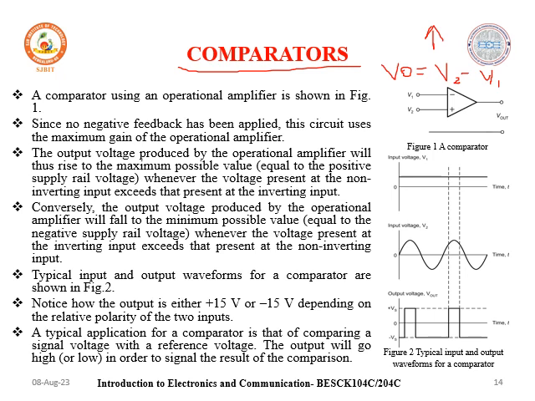You can observe the input and output waveforms for a comparator. This is one input and this is another input. V1 is a constant DC voltage, and V2 is AC, varying accordingly, so we compare it with the reference voltage. The output is either plus 15 or minus 15 volts depending on the relative polarity of the two inputs. The application of a comparator is comparing a signal voltage with a reference voltage. The output will go high or low to signal the result of the comparison.